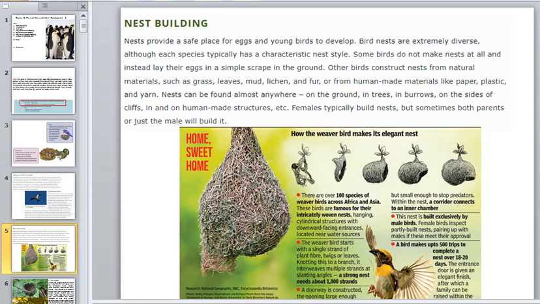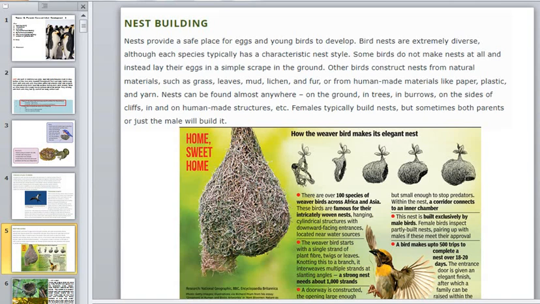Other birds construct nests from natural materials such as grass, leaves, or wood and fur, for example, or from human-made materials like paper and even plastic. And nests can be found almost everywhere: in the ground, in trees, in burrows, on the sides of cliffs, and in human-made structures like buildings.